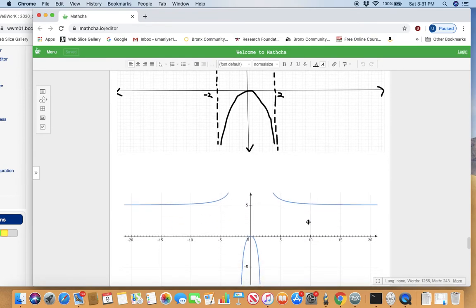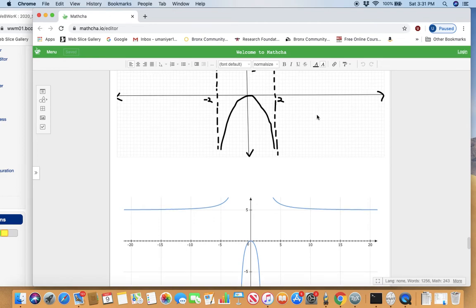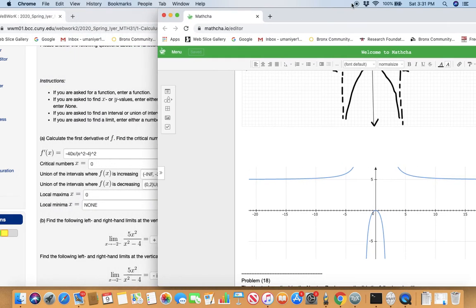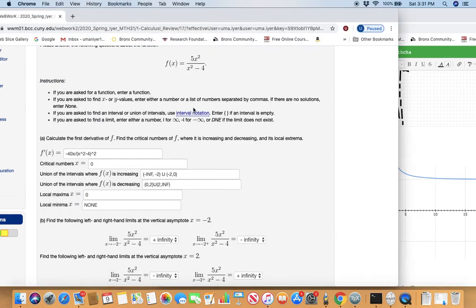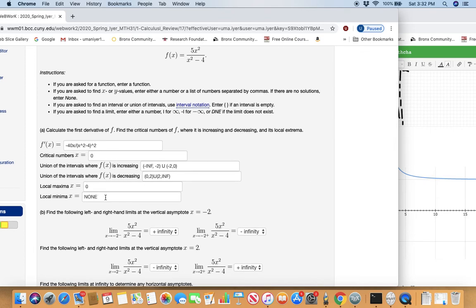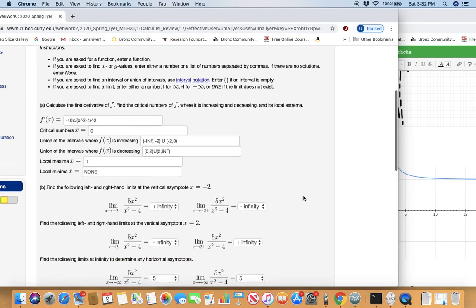The actual graph, look at that. That's our graph by hand drawing, and this is the computer generated graph. So with all this information, I have substituted here. Keep in mind, infinity is denoted in this problem with INF, union by U. DNE did not get accepted. It accepted none.